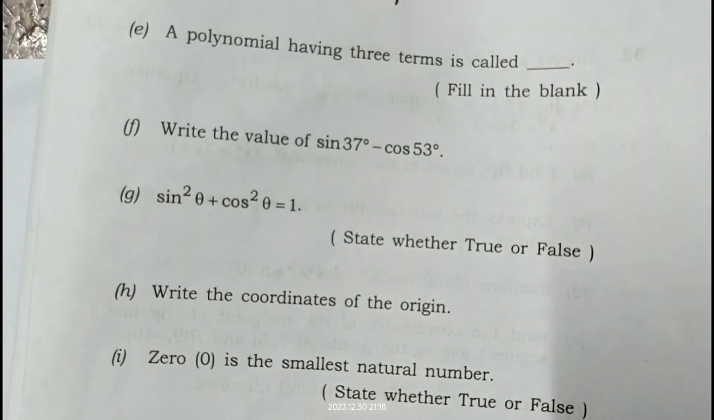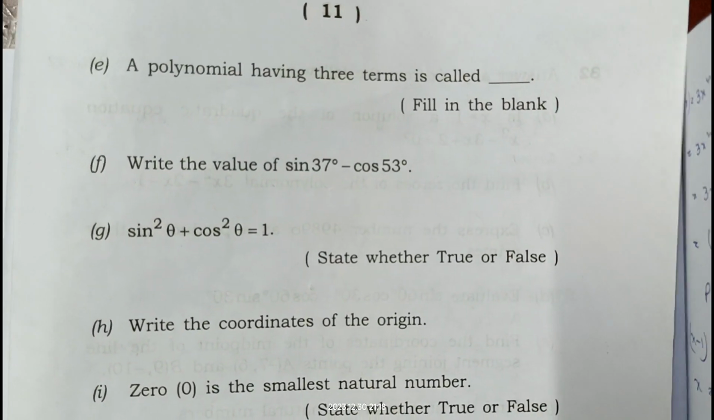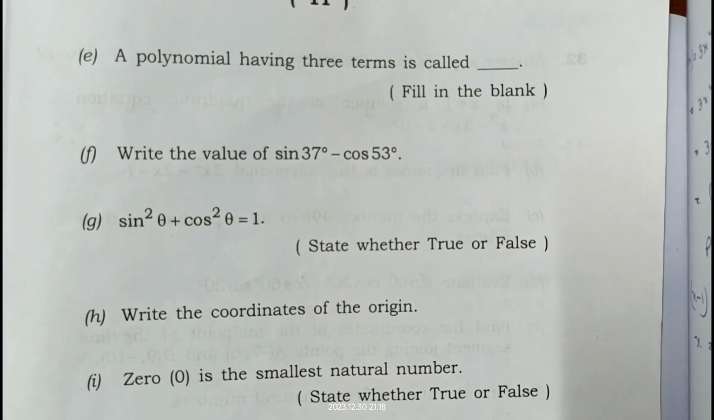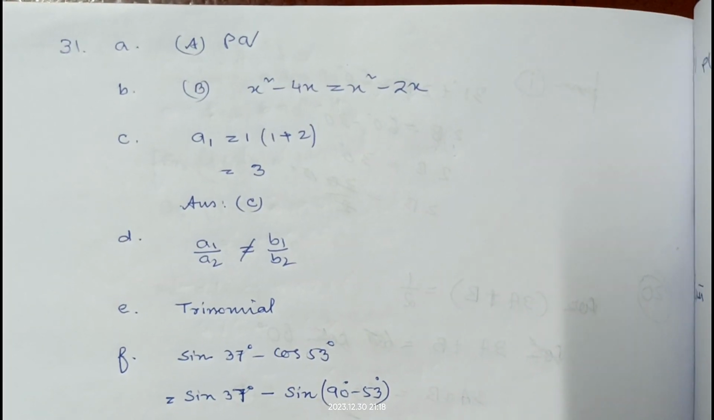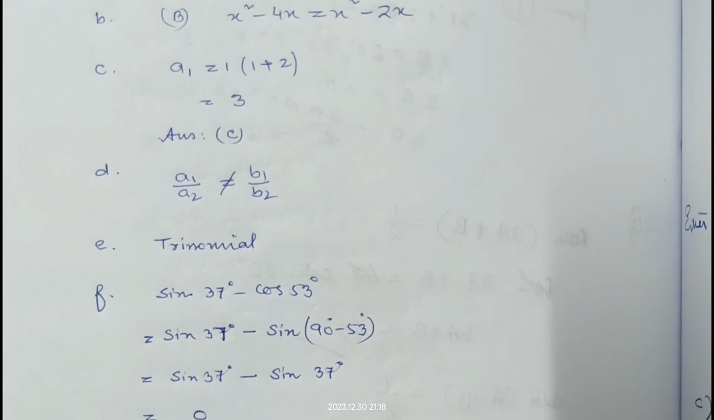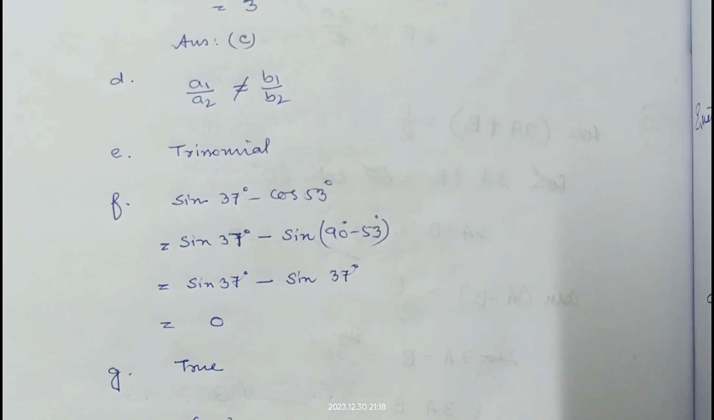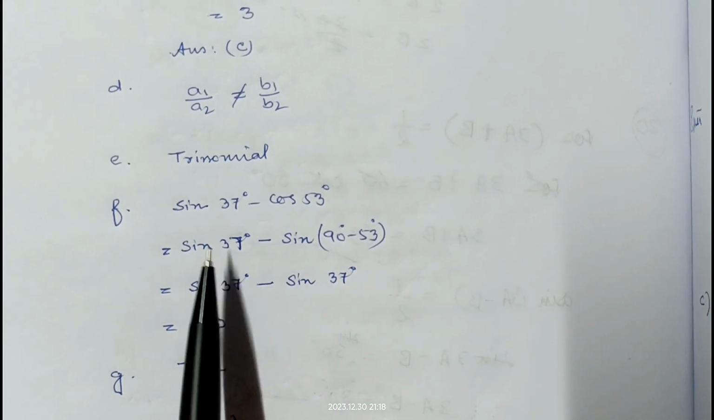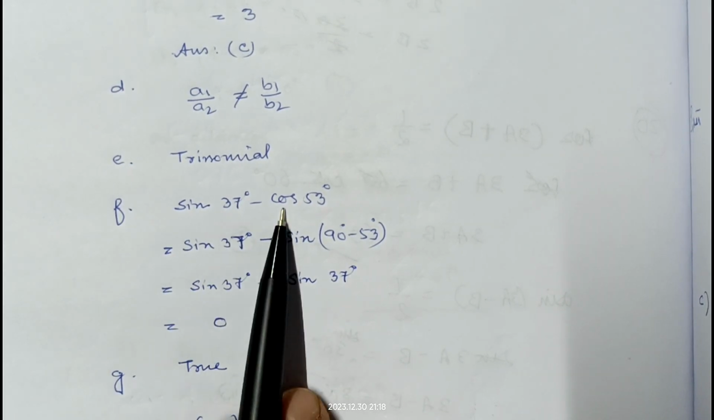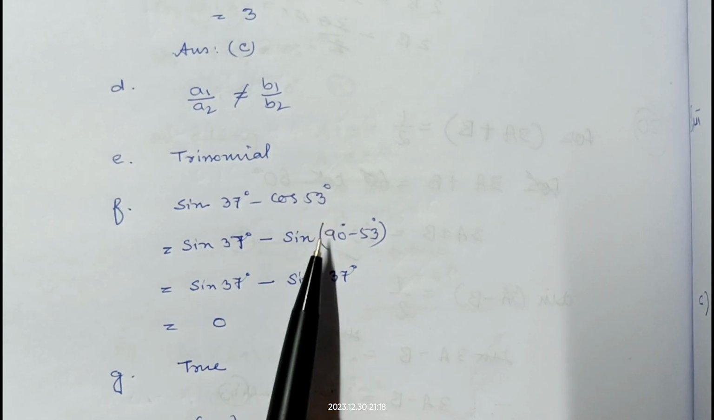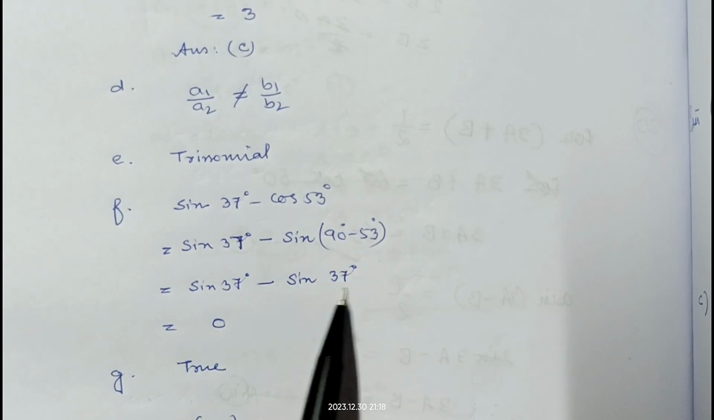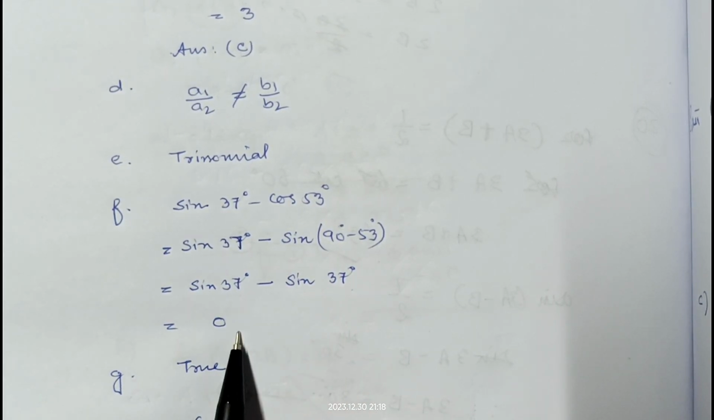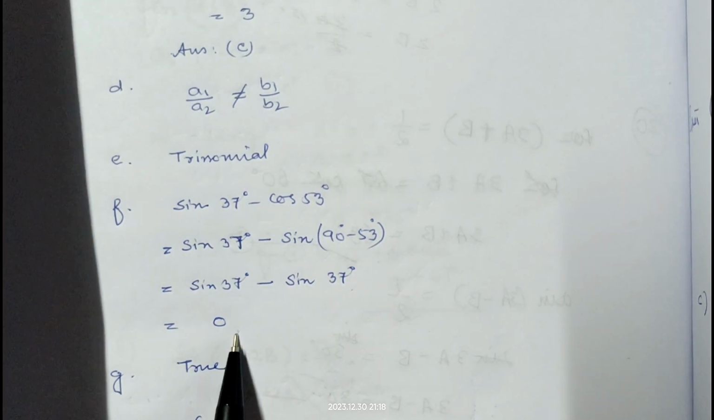Next question is question number F. Find the value of sine of 37 and cos of 53. Here sine of 37 and cos of 53, these are two different ratios, so we have to make them the same trigonometric ratio. For this, first one I am not changing. Second one, cos of 53 can be written as sine of 90 minus theta. So sine of 37 minus sine of 37, if I subtract it will be 0. Therefore the value is 0.